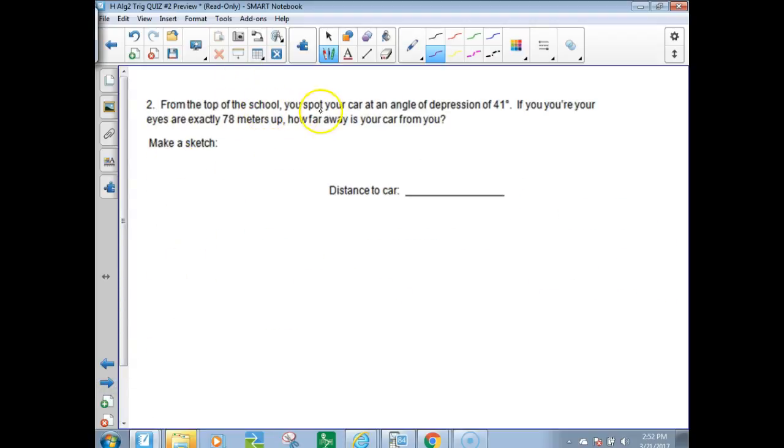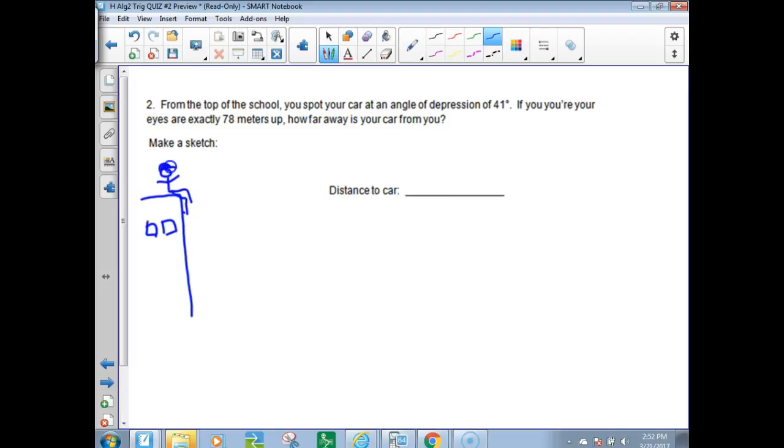From the top of the school, you spot your car at an angle of depression of 41 degrees. If your eyes are exactly 78 meters up, how far away is your car from you? All right, so I don't know why you're up on top of the school, but that's what it said. And why you would be sitting on top of the school, don't know, but there you are.